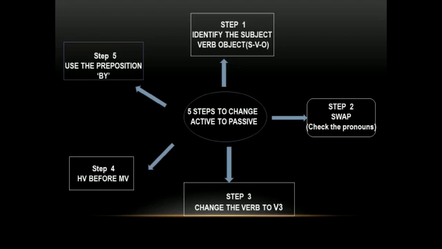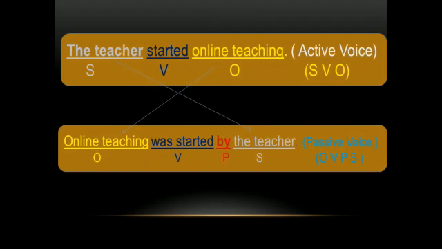So when you see on your fingertips, you can count it. My first step is identifying subject, verb, object. Then my second step, my second finger, would be swapping and changing of the pronouns. The third one will be to change the verb to the third form of verb, that is V3. The fourth finger is for step 4, where I would add a helping verb before the main verb. And the fifth important step would be to use the preposition "by". So you need to keep in mind these 5 simple, easy steps to change the active voice to the passive voice.